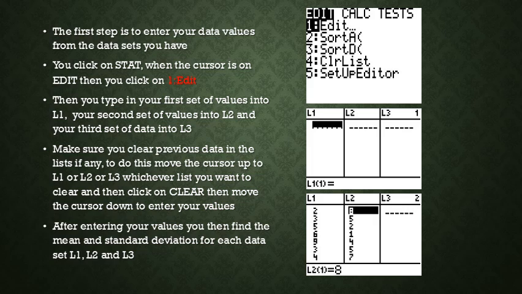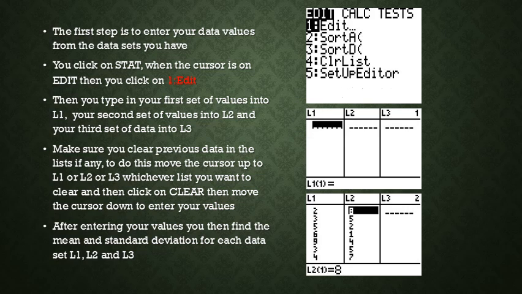If you have two data sets or more, you click on Stat, and then when the cursor is on Edit, you click on number 1, which is Edit right here. Then you type in your first set of values into L1, your second set of values into L2, and your third set of values into L3 if you have three different sets.